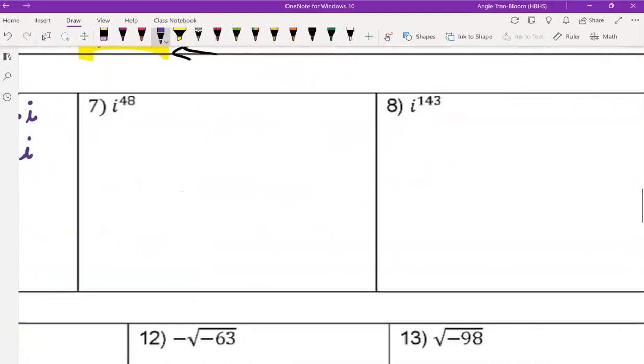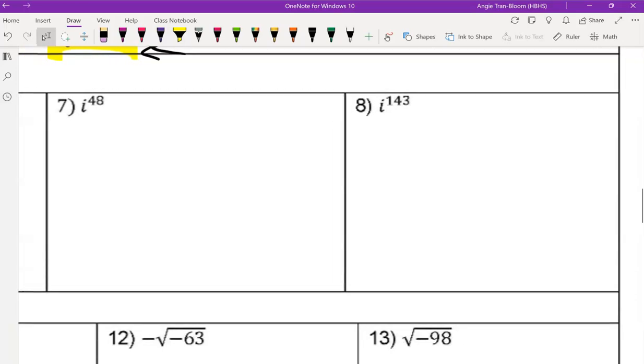I'm going to do one more. We have 2 examples left. We have example i to the 48th and i to the 143rd. I'm going to do one and then I'm going to leave one for you guys to do. 48, take it and divide it by 4. 4 divided by 4 is 1. 1 times 4 is 4. Subtract. That gets 0.